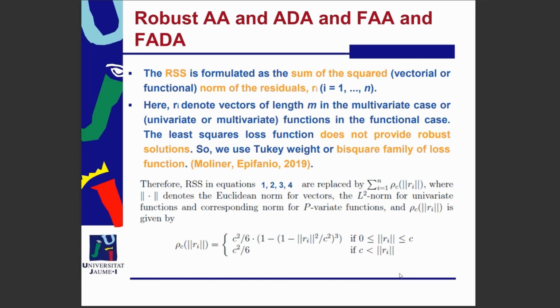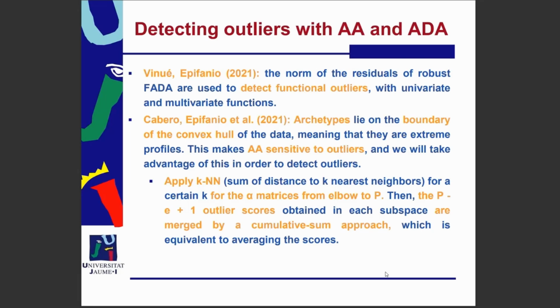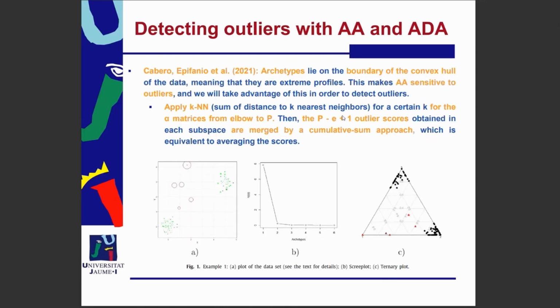Of course, the point is that archetypal analysis, as it looks for extremes, is sensitive to outliers. So we also defined a robust archetypal analysis, changing the objective function. In fact, we also take advantage of this and use archetypal analysis to detect outliers. We obtain very good results with different benchmarks, in a comparison with 23 methods.